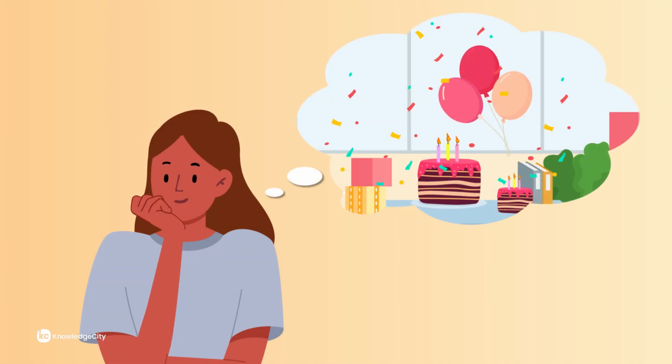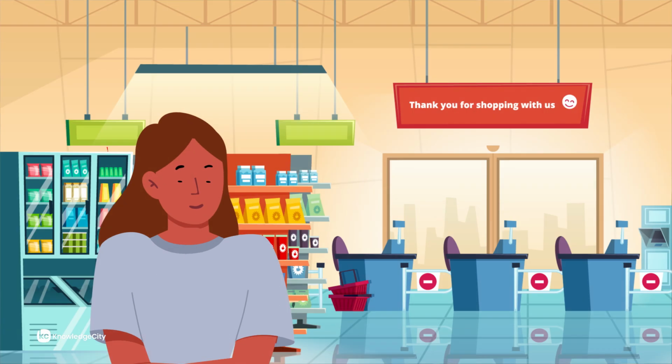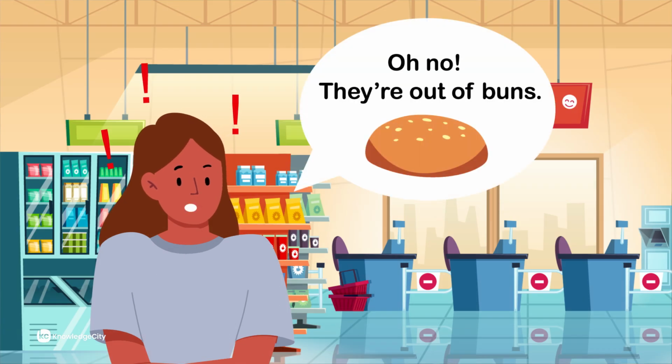Imagine you're planning a party and you need food for dinner. You plan to grill hamburgers, but when you get to the store, you find they are sold out of buns. Many different factors throughout the supply chain enable product availability on grocery store shelves when you need it.